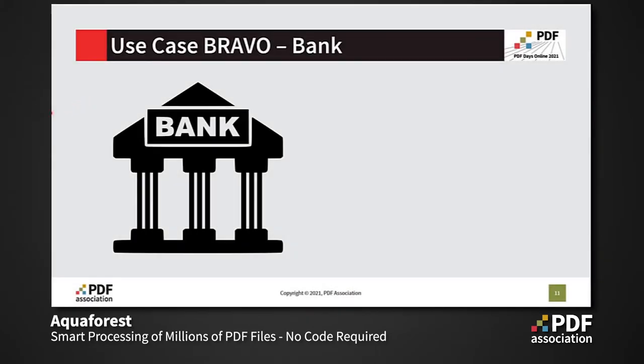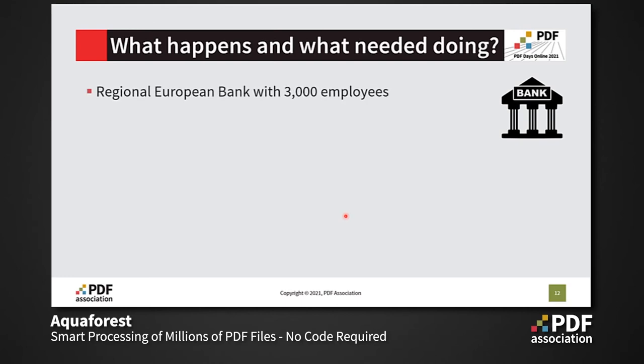Okay, now let's talk about our second use case, Bravo, in this case, a bank. Let's have a look again at what happens in the bank and what needs doing. Now, this is a regional European bank with roughly 3,000 employees. And as with any modern bank, much of the customer communication is done via email.